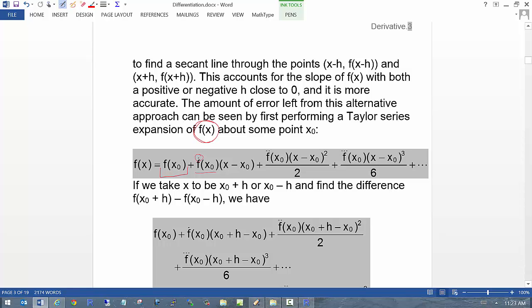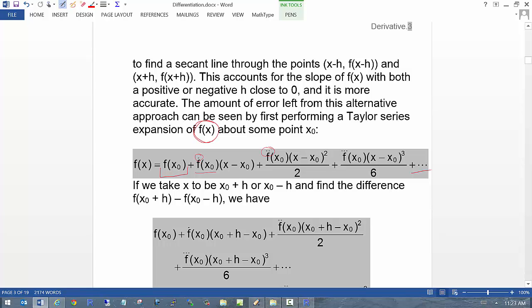Take the first derivative evaluated at x0, take x minus x0 and divide by 1 factorial. Then we continue looking at the second derivative evaluated at x0, take x minus x0 squared divided by 2 factorial, and you can keep on going.